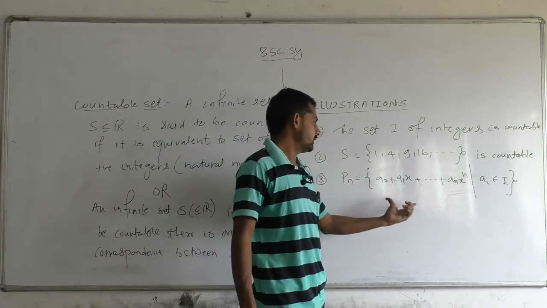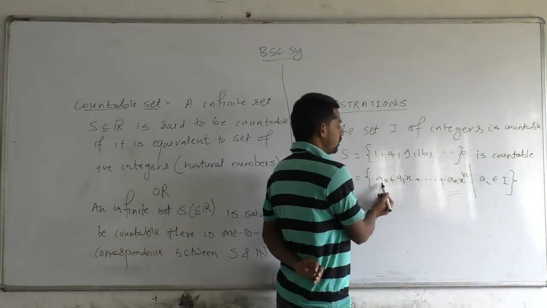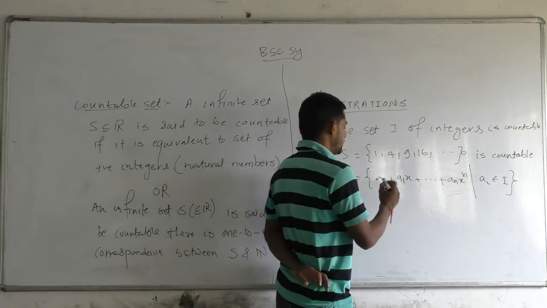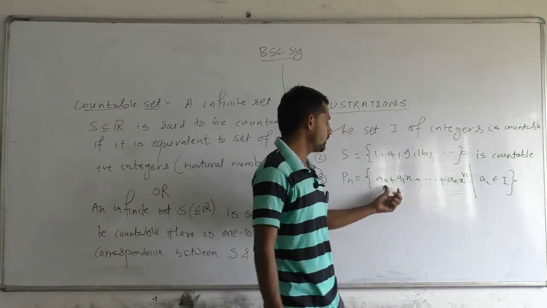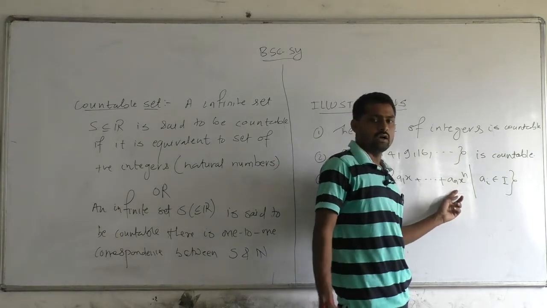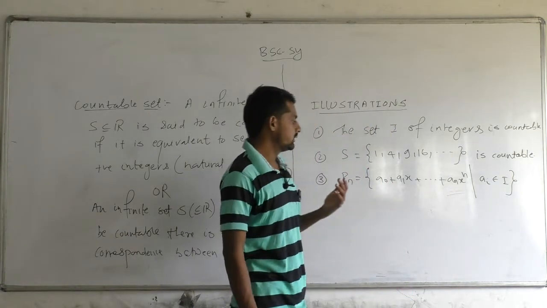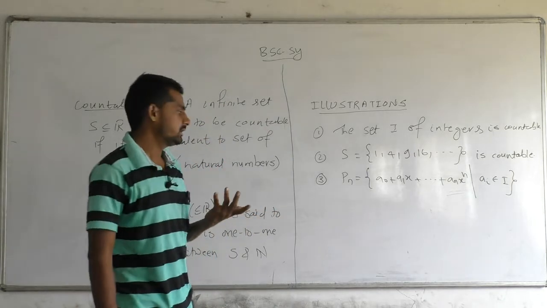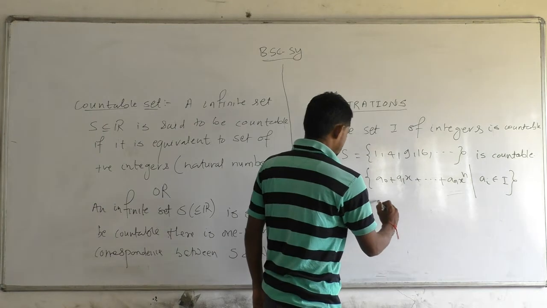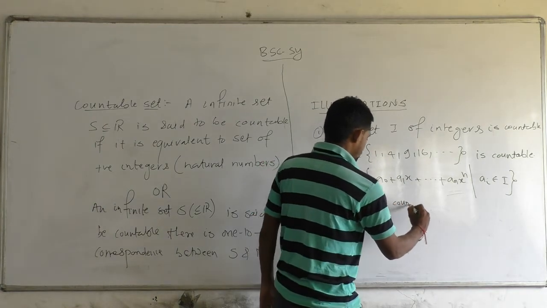Now for a0 we have countable choices, because the integers are countable. For a1 we have countable choices, dot dot dot, an has countable choices, and we know that a finite union of countable sets is countable. Hence, Pn is countable.